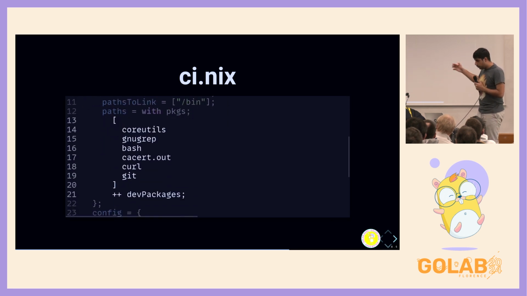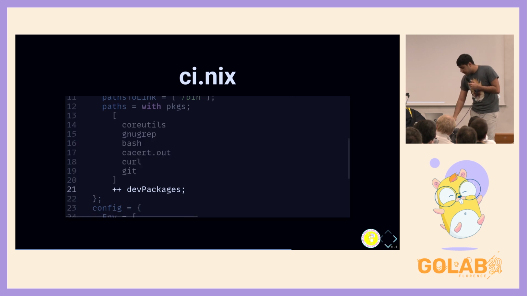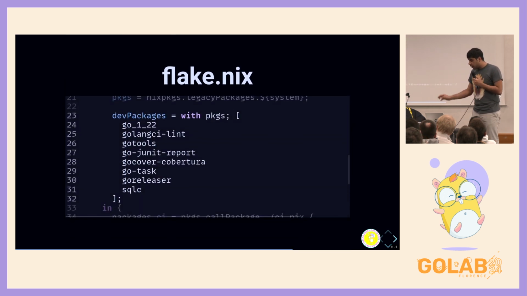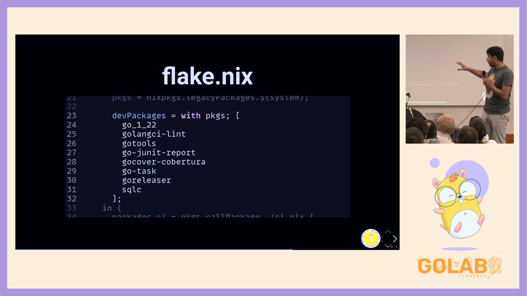Here, we give it a bunch of packages, some core packages that GitLab needs, like git, curl, bash, et cetera. Then we concatenate it with this dev packages variable, which will be those packages we want available in our dev shell, in our Docker image. If we go back, we'll create this new dev shell packages variable, similar to what we saw before. The main reason we're creating it is so we can share packages between our development shell and our Docker image, and change them in one place.